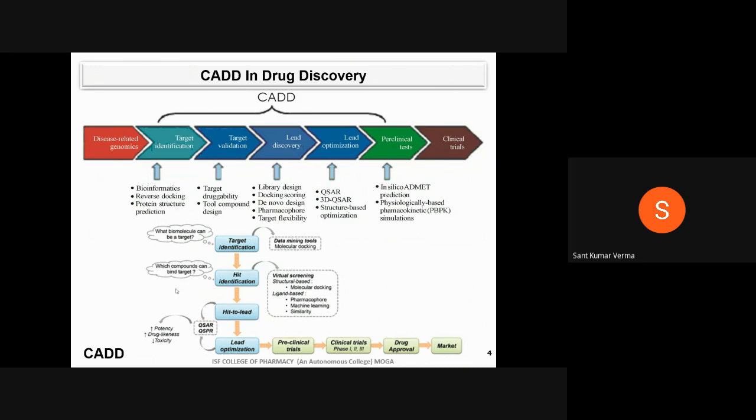Next, lead discovery. Library design: we can design a library based on the docking score, based on QSAR, based on the pharmacophore feature for a particular activity, for a particular target. Docking and scoring function: if we have a structure of a protein, we can dock the ligand against this protein and find the affinity as well as the binding interaction of the ligand with the particular target, and we can screen the ligands for their affinity as well as selectivity.